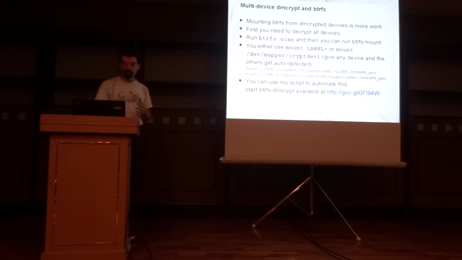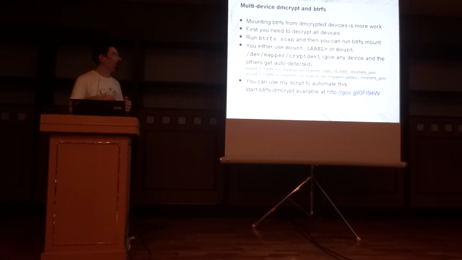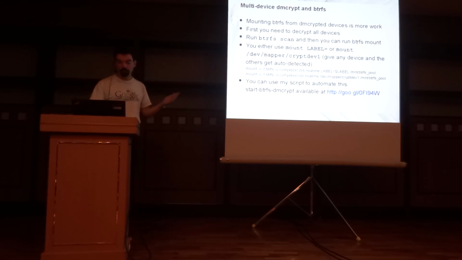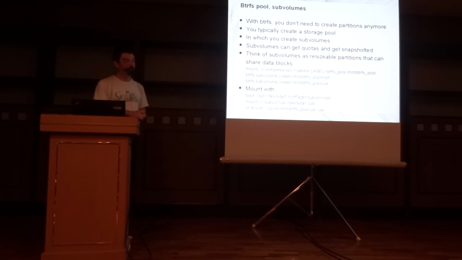And then you can mount it in two ways. The first one is you can give the label of your file system. The other one is you can just give any of the devices. So if you have 5 devices, you just give the first one, or the 4th, it doesn't matter, and it says, oh, okay, that's the file system you want. Then it knows the UUID of the file system, and it knows how to find the other devices. So you don't have to give all the devices on the command line. That's automatic. And I have a script that does that if you want to look at how to do it more quickly.